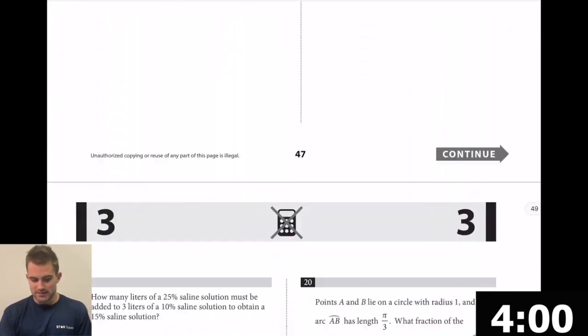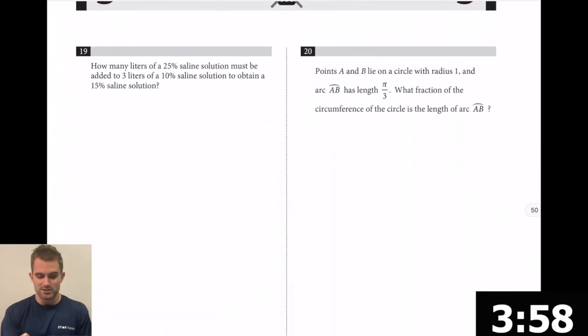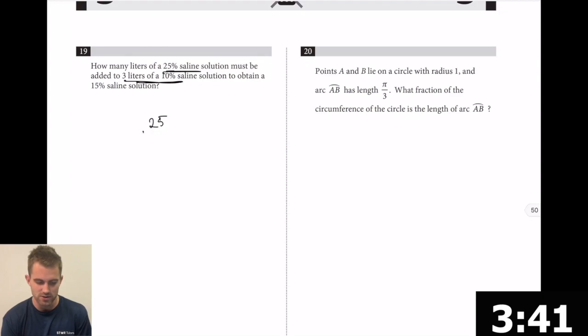Okay, let's keep going. You guys can see though, at the end of this test, it slowly but surely wears you down. You gotta make sure that you're continuing to stay focused throughout, or it's really, really easy to make a simple mistake. Okay, so this one says how many liters of 25% must be added to 3 liters of 10% solution to obtain a 0.15 saline solution.